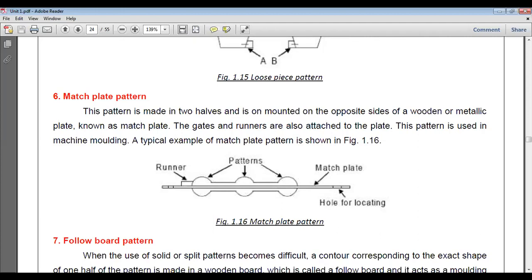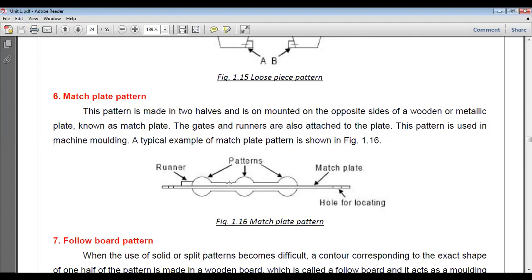So a number of patterns are made in a single piece, and similarly there is a lower piece, there are different symmetrical pieces to the upper portion, and when these two are mounted together on wooden or metallic plates, this pattern is known as match plate pattern. So you can see runner is there, patterns are there, match plate, hole for locating. So these are for alignment.